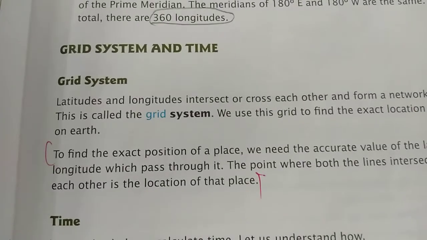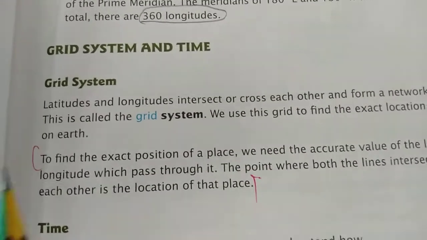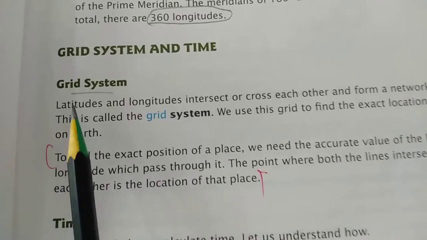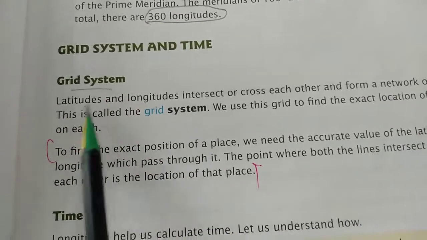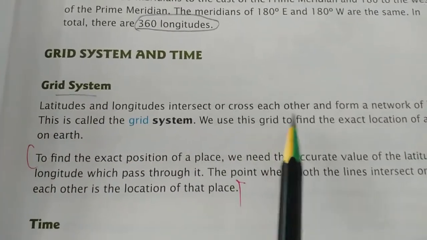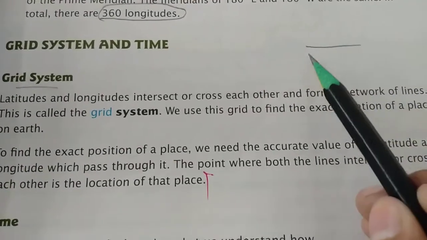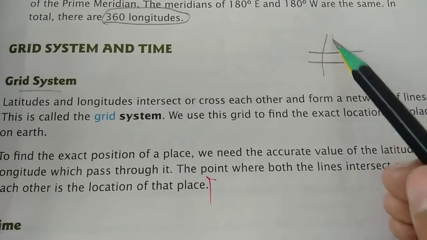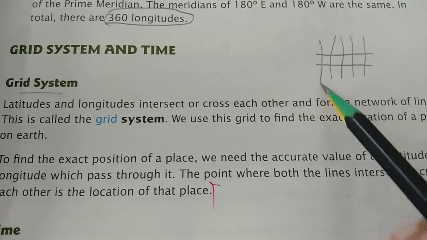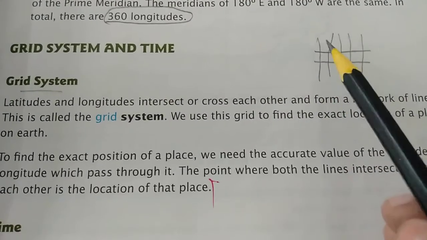Next topic is grid system and time. So first of all we will learn about grid system. Latitudes and longitudes intersect or cross each other and form a network of lines. So these are the latitudes and these are the longitudes. So it forms a crisscross.